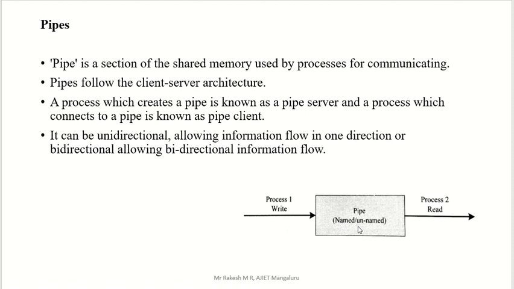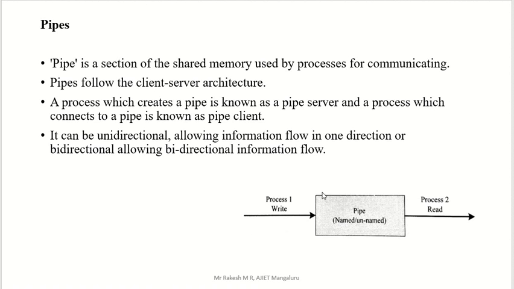Then the server will check whether the request is proper or not. If the request is valid, then the server will send that particular item to the client. That is the client server architecture, which we are using here. A process which creates a pipe is known as a pipe server, and a process which connects to the pipe is known as a pipe client.